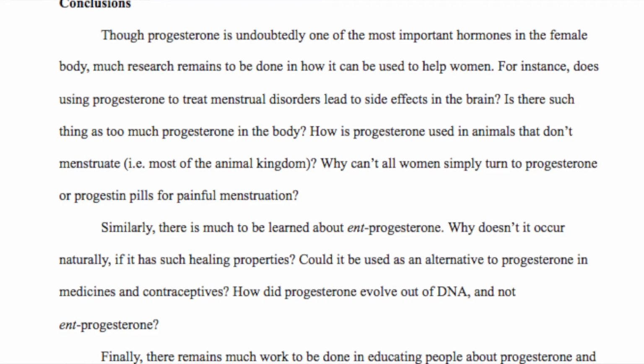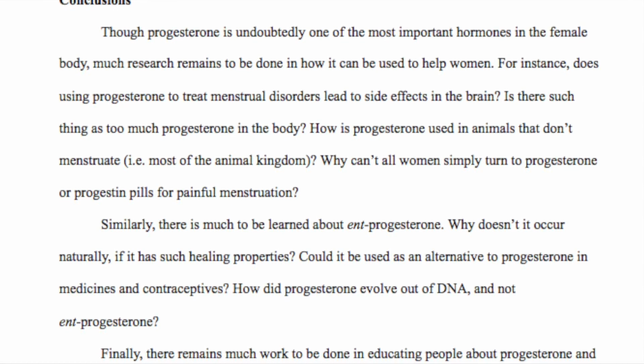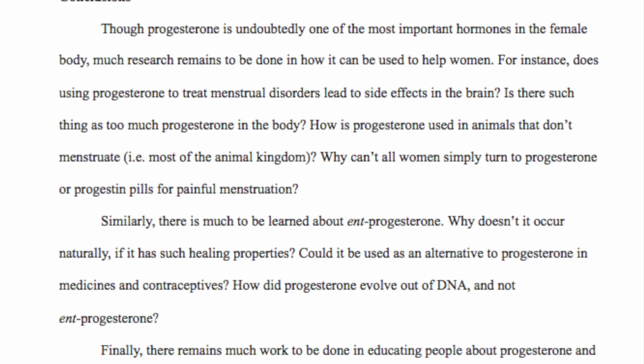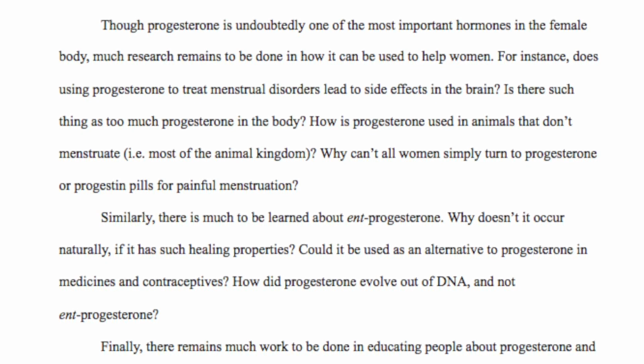For instance, does using progesterone to treat menstrual disorders lead to side effects in the brain? Is there such thing as too much progesterone in the body?